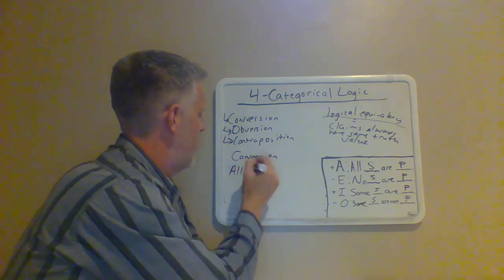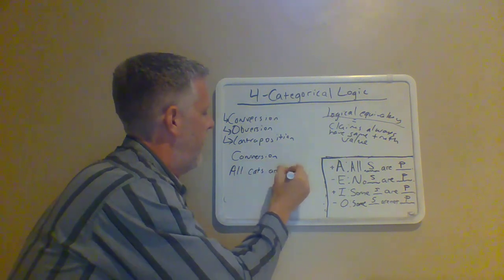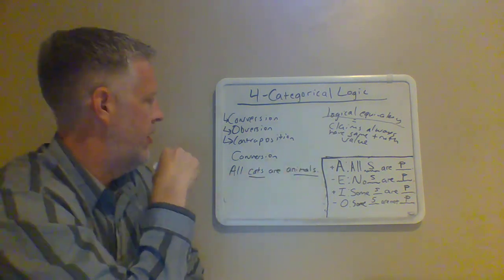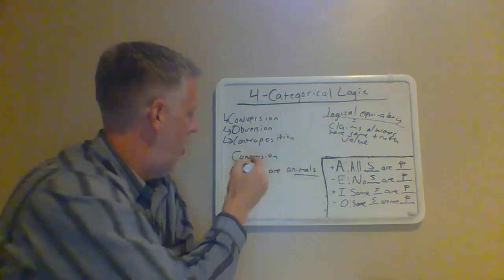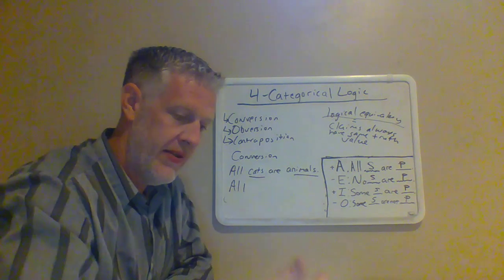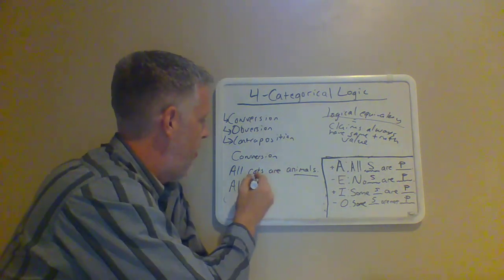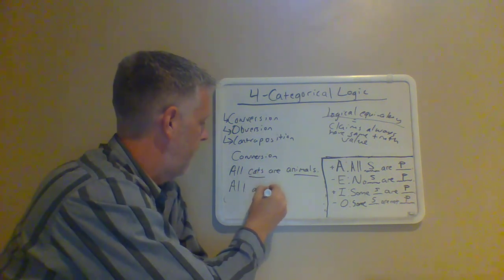So all we do, let's say we started with a standard form A claim. To convert that, all you do is just switch them around, right? So as they say, you switch the positions of the subject and predicate terms. So rather than having cats at the beginning, you would put animals.